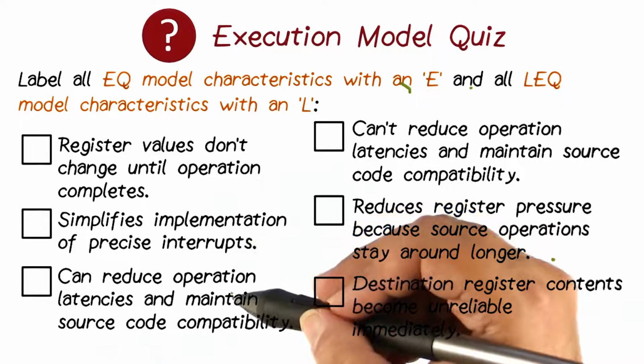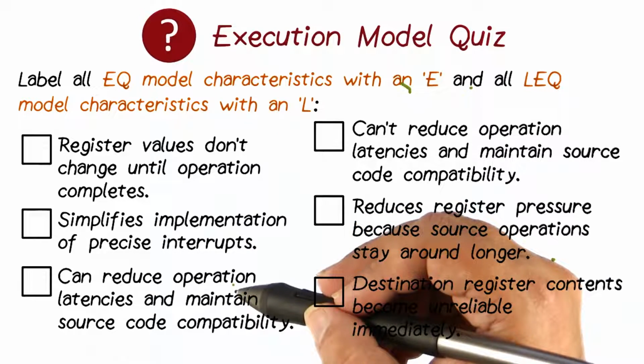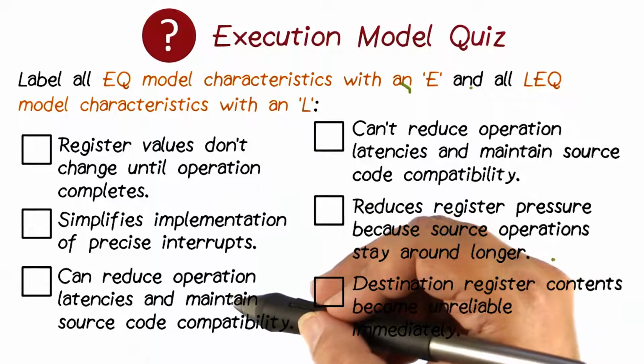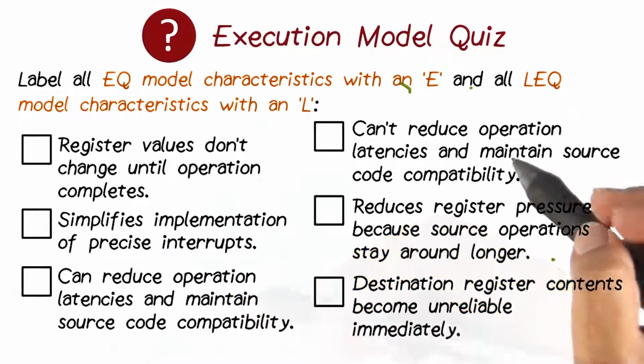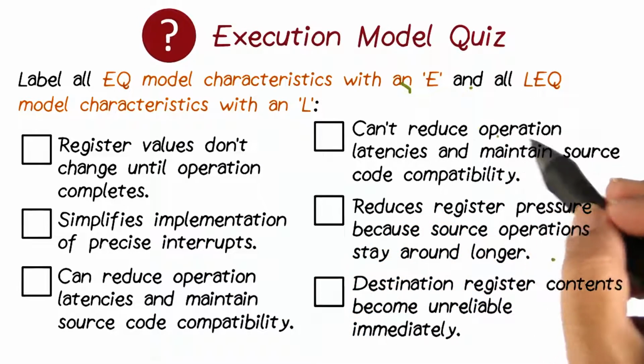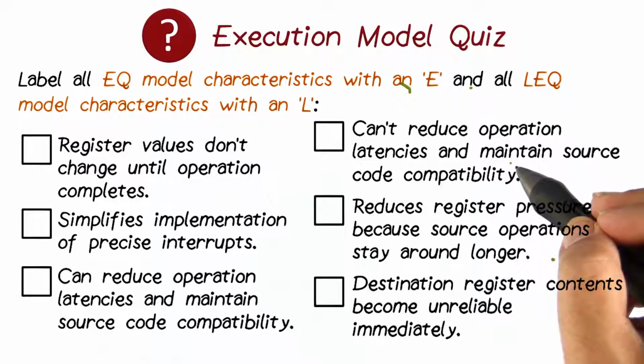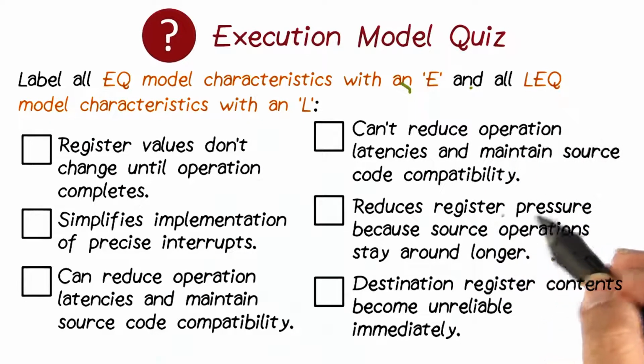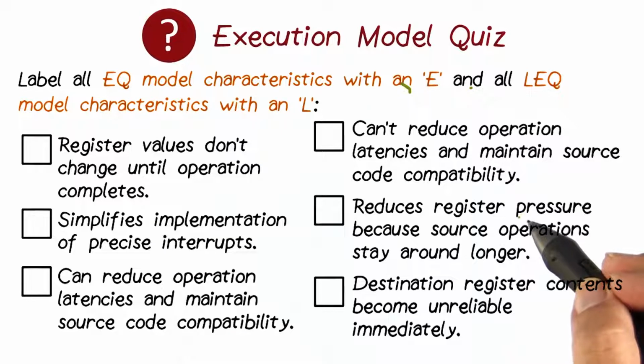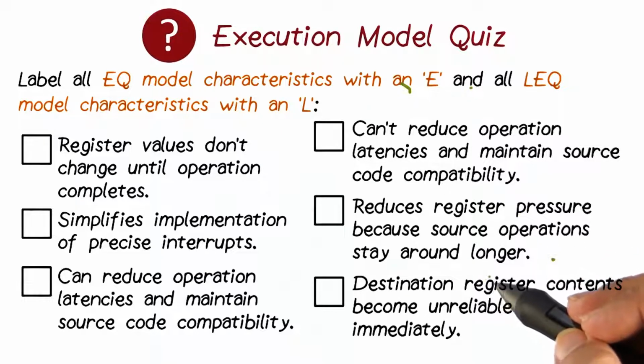The third question is, can reduce the operation latencies and maintain source code compatibility. Is it E or is it L? Okay, the fourth one is, can't reduce operation latencies and maintain source code compatibility. Is it E or is it L? The next one is, reduces register pressure because source operations stay around longer. Is it true in E or is it true in L? And finally, the destination register contents become unreliable immediately. Is it true in E or is it in L?